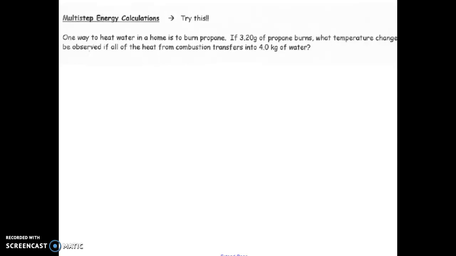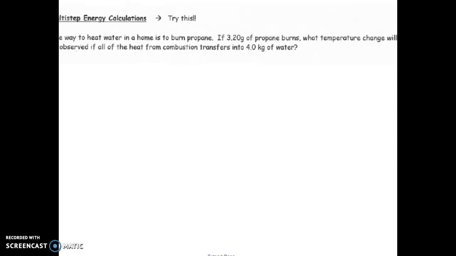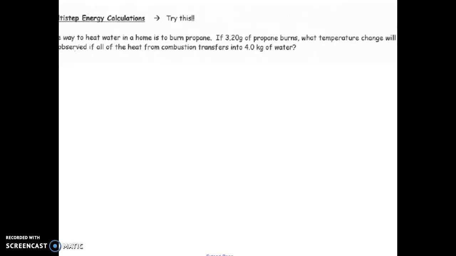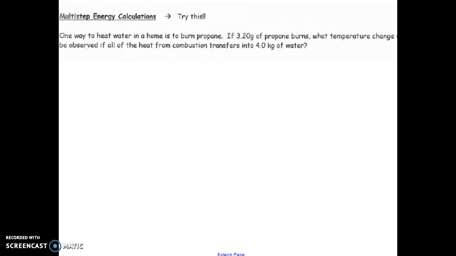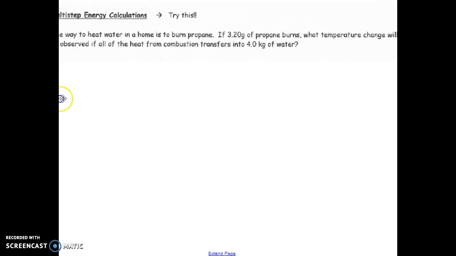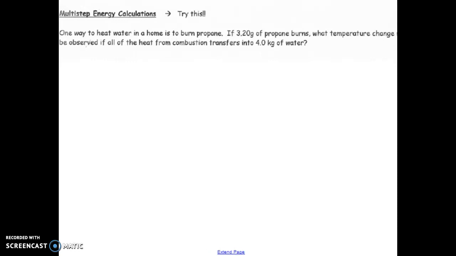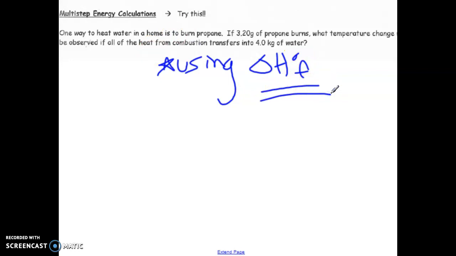So it says, 1 way to heat water in a home is to burn propane. If 3.20 grams of propane burns, okay, which essentially means it's going to be combusted, what temperature change will be observed if all the heat from combustion transfers into 4 kilograms of water? Now, it doesn't say this in this question, but I would like you to using delta HF values. So I want you to answer this question using the delta H of formation that we just learned about in order to get your enthalpy change.